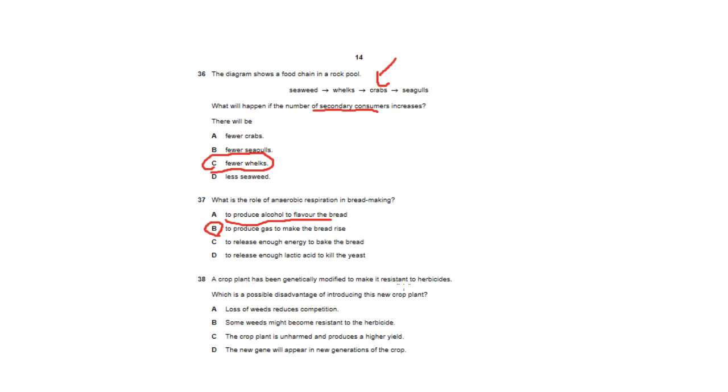38. A crop plant has been genetically modified to make it resistant to herbicides. What is a possible disadvantage of this? Loss of weeds reduces competition. That's not really a disadvantage, but some weeds might become resistant to the herbicide. That is a disadvantage, and that is the disadvantage they are looking for.